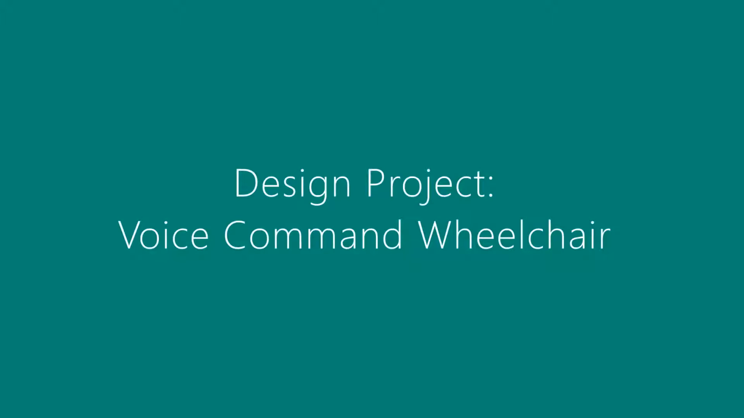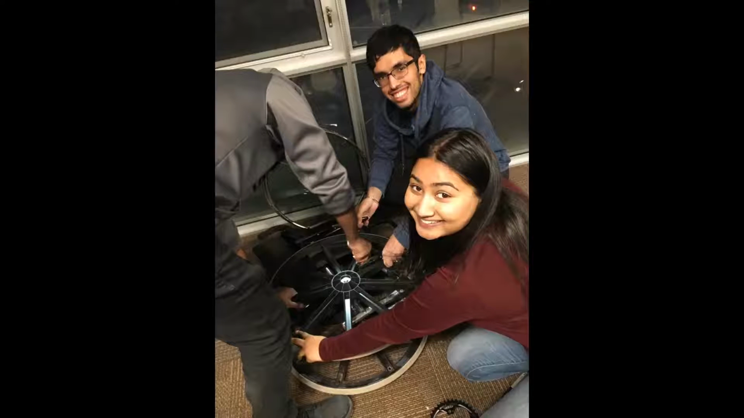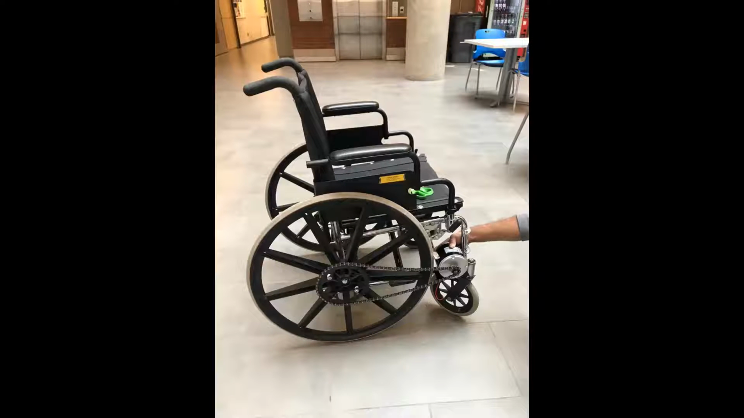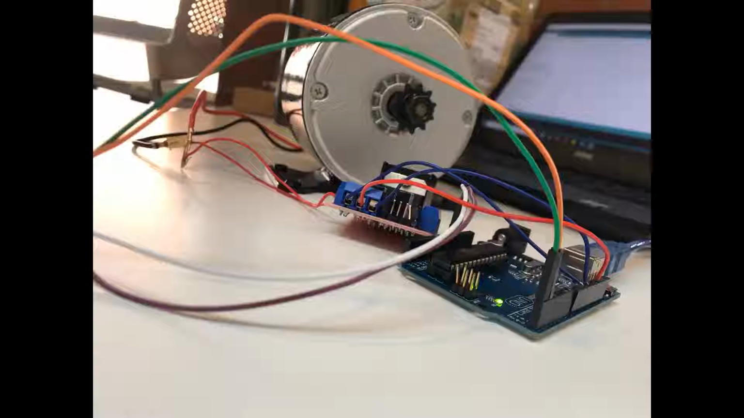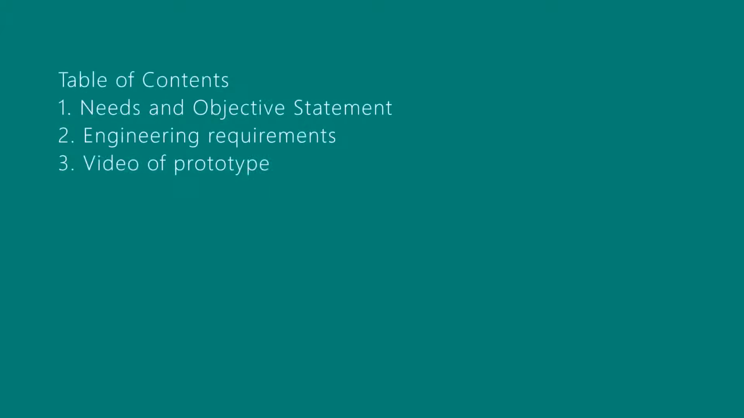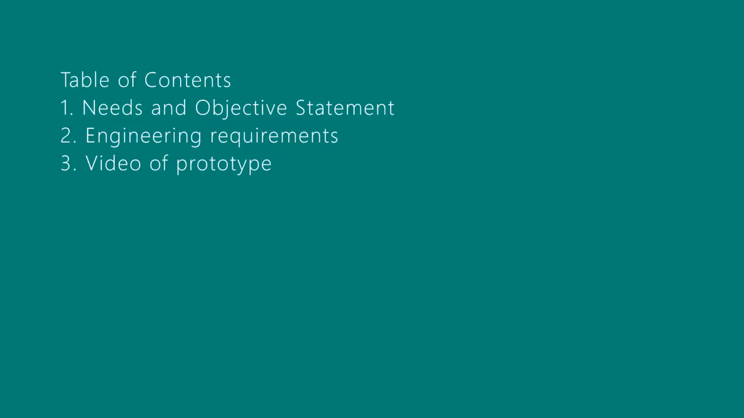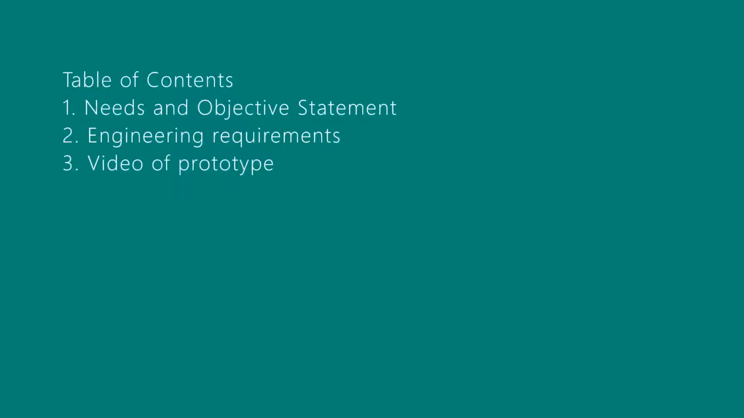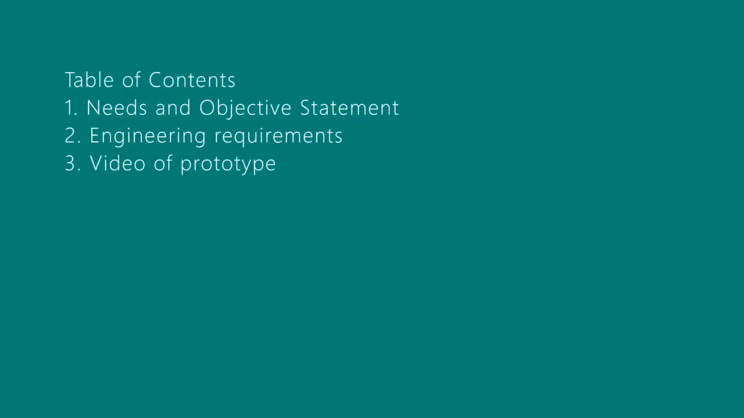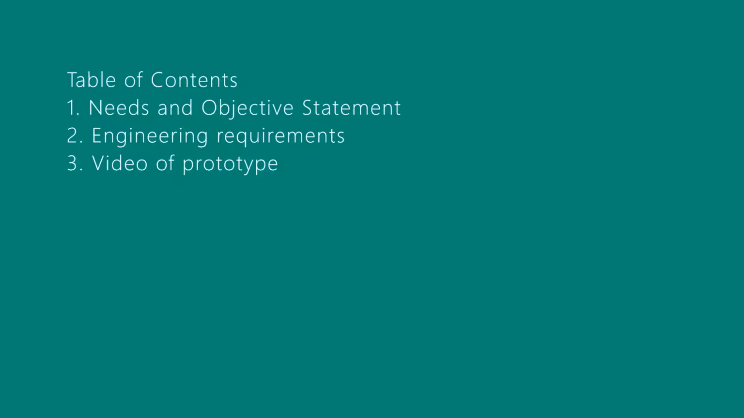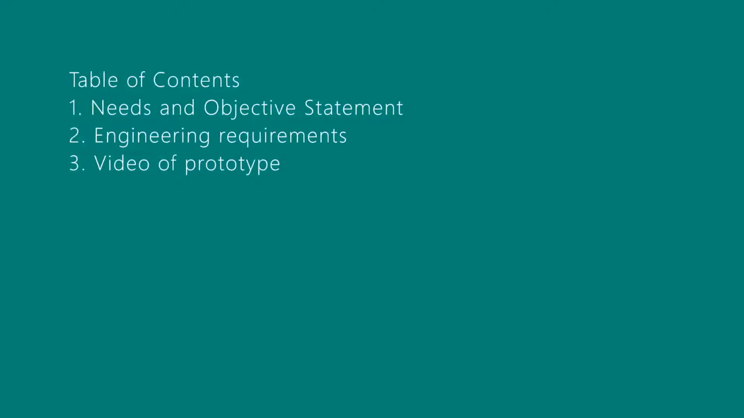For a design project, we wanted to create a design that allows us to improve society and bring a huge impact on the life of people. Therefore, we came up with a voice control wheelchair which makes it easier for physically disabled persons who cannot control the movement of their hands. For our presentation, we are going to talk about the need and objective statement, which is why and how it should be done. We have engineering requirements, which involve functions of the wheelchair, and we have the video of the prototype.